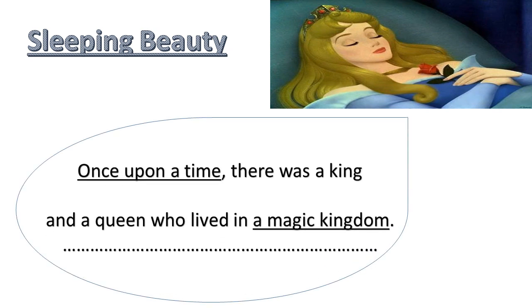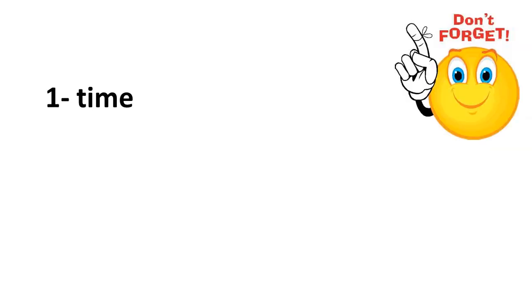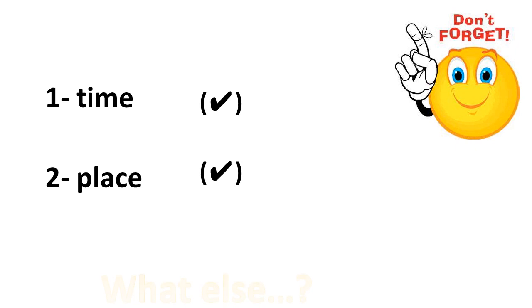For example, you studied Sleeping Beauty. Let's see if the time and place were mentioned or not. Once upon a time is the timing of the story. When did the story happen? Once upon a time, there was a king and a queen who lived in a magic kingdom. The magic kingdom is the place of the story. So here is the time and the place and also the catchy title. Okay? So don't forget, we have to mention the time of the story and the place of the story.